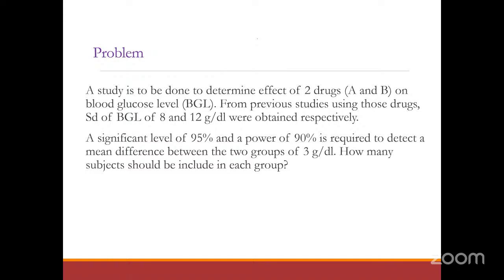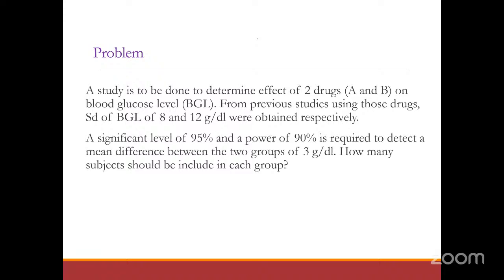So this is another problem. A study is to be done to determine the effect of two drugs, A and B, on blood glucose level. From previous studies using those doses, the standard deviations of blood glucose for A and B were obtained as 8 and 12 grams per deciliter, at a significance level of 95% and power of 90%. We want to detect a mean difference between the two groups. So how many subjects should be included in each group?